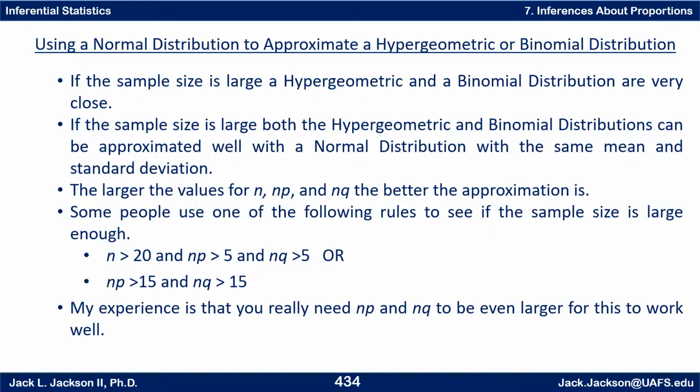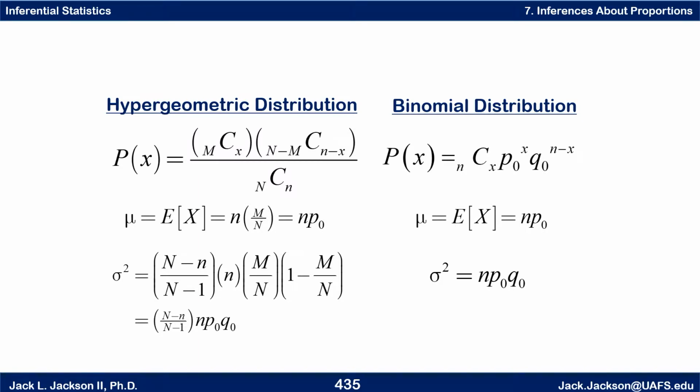Some people use one of the following rules to see if the sample size is large enough. n is greater than 20, np is greater than 5, and nq is greater than 5, or np greater than 15 and nq is greater than 15. My experience is that you really need np and nq to be even larger for this to really work well. Here are the formulas for a hypergeometric and binomial distribution for the PDF.